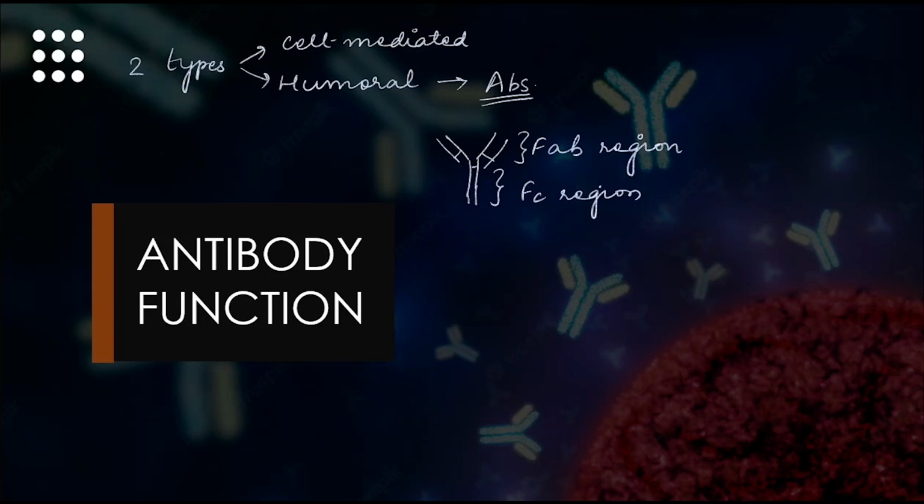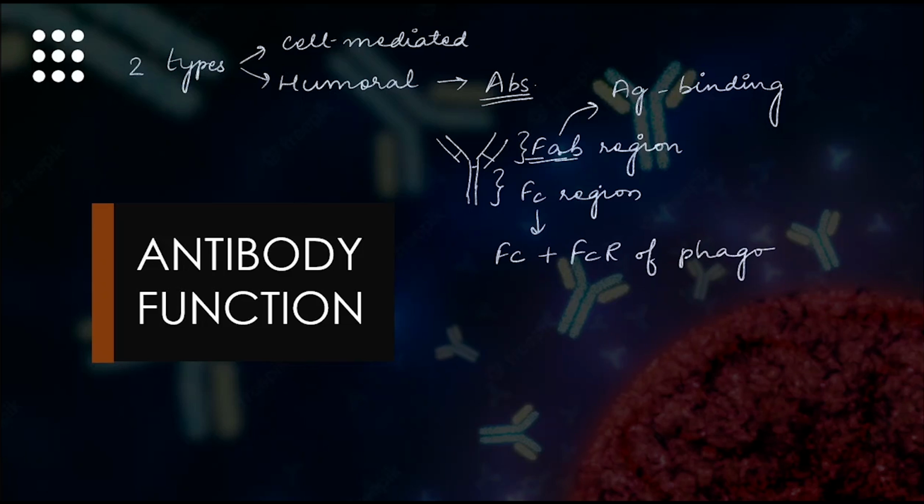In the last lecture I told you the function of both these regions. From the term only we get to know the function: FAB is the fragment of antigen binding, so the function of the FAB region is that it binds with the antigen. And the FC region will interact with the FC receptor of the phagocytic cells so that it can further activate the immune response.